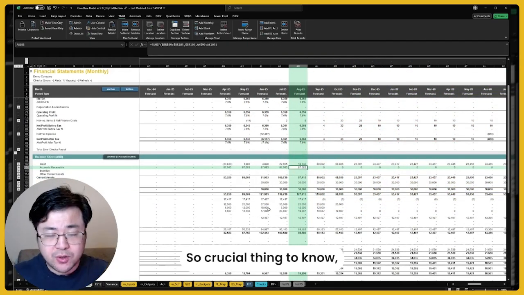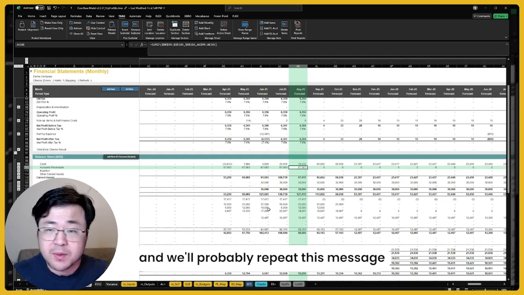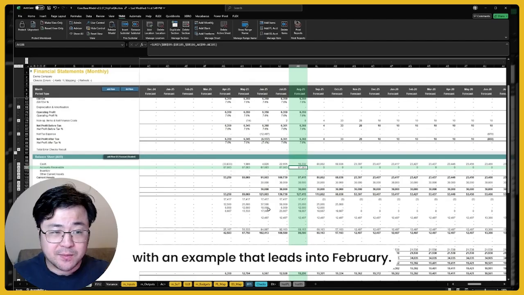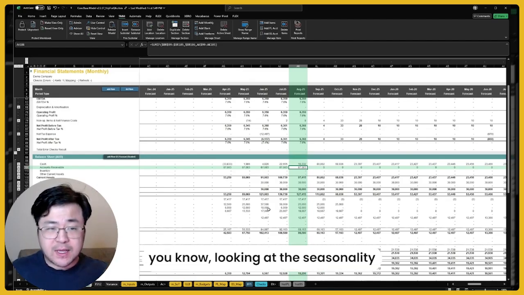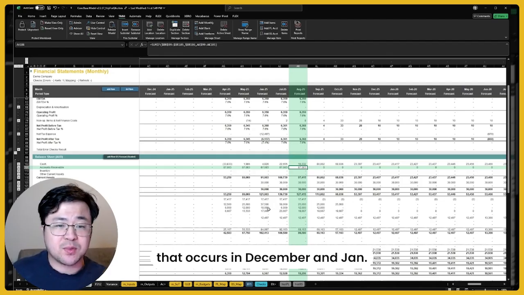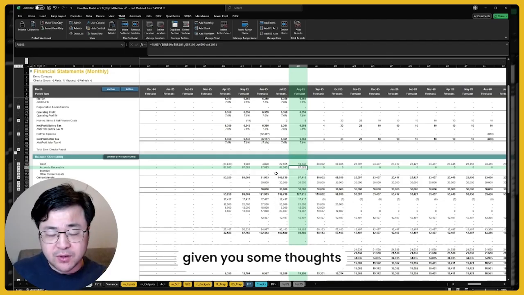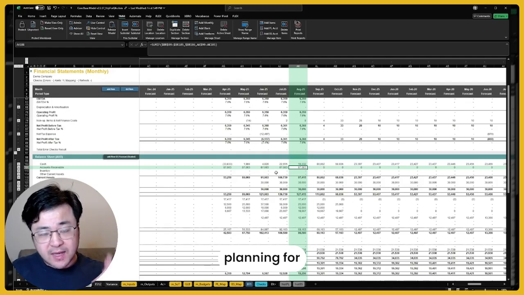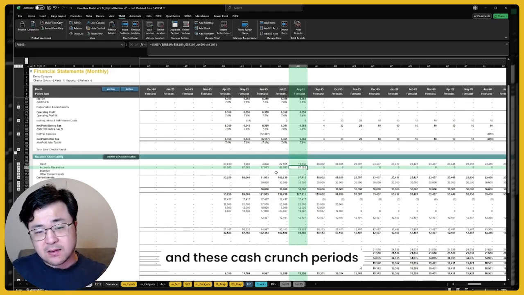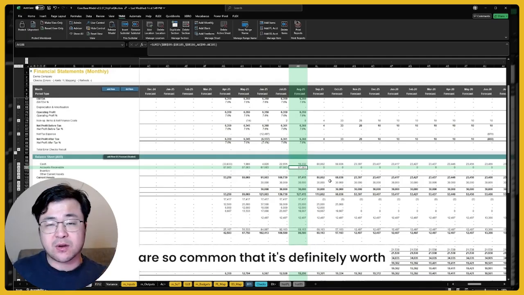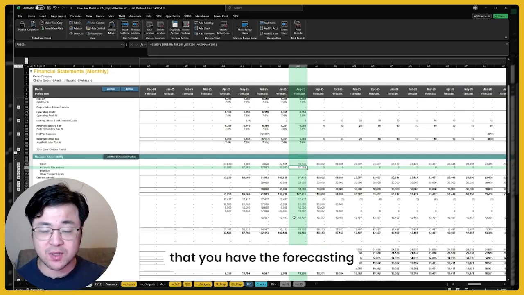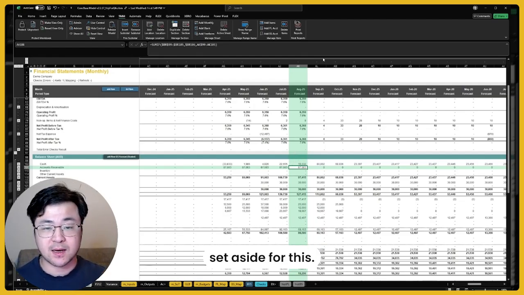So a crucial thing to note, and we'll probably repeat this message again in November or December, with an example that leads into February, with potentially looking at the seasonality that occurs in December and January. But giving you some thoughts about looking ahead, planning for cash crunch periods. And these cash crunch periods are so common that it's definitely worth addressing in your business and making sure that you have the forecasting set aside for this.